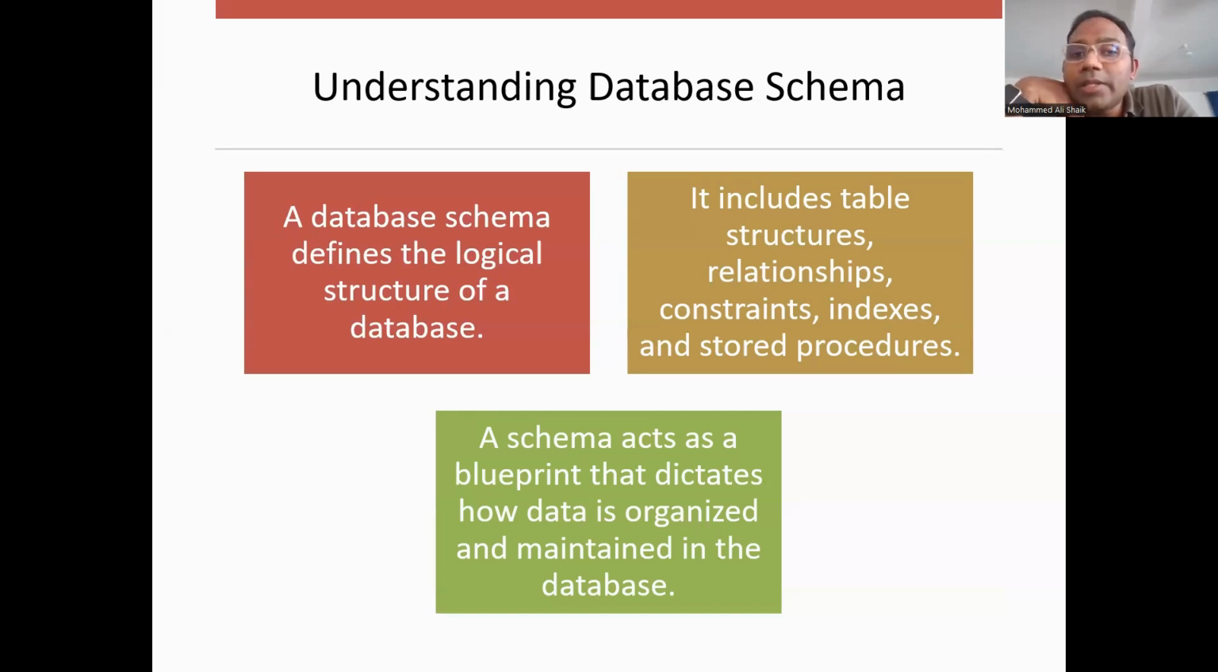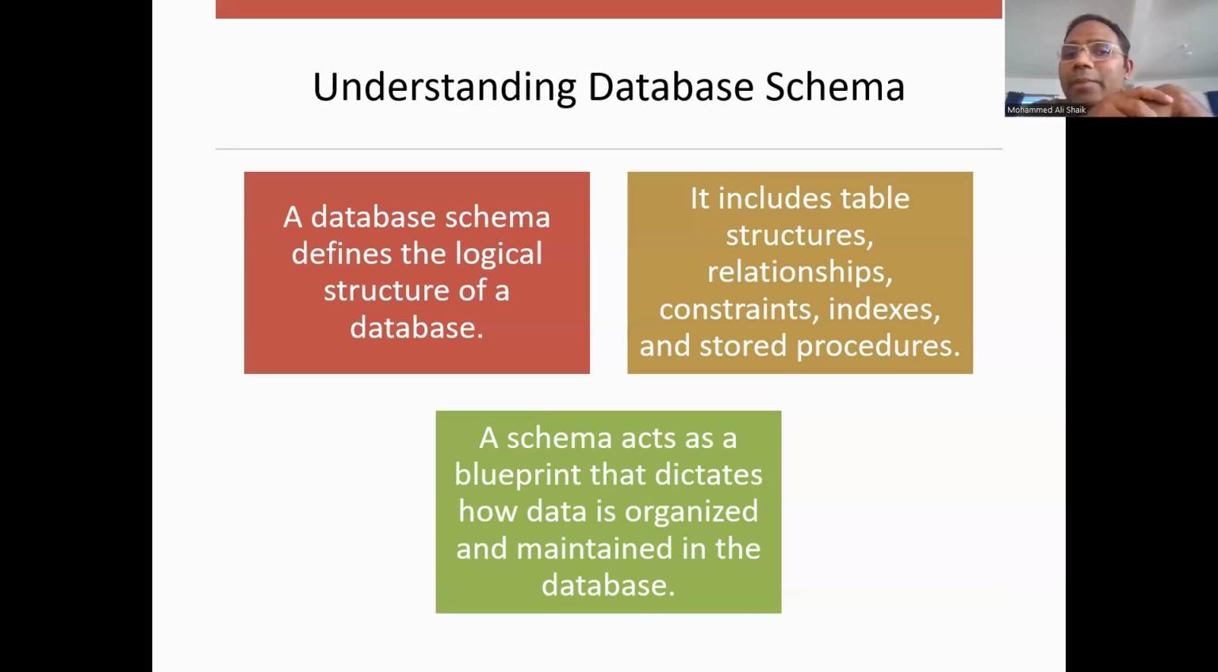It includes table structures, relationships, constraints, indexes, and stored procedures. A table has a structure. A structure represents the columns in the table along with the data types. Maybe the allowed size, how many bytes it is going to allow, or how many characters it allows, comes under the structure of a table. Relationships means whether it is one-to-one, one-to-many, or many-to-many.